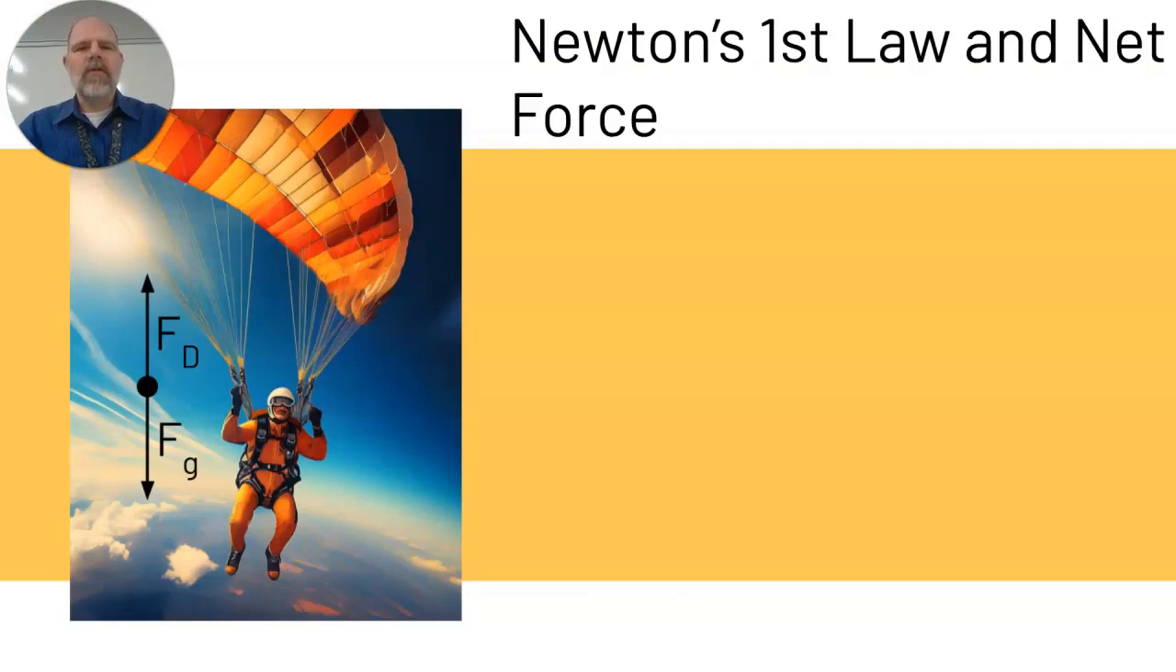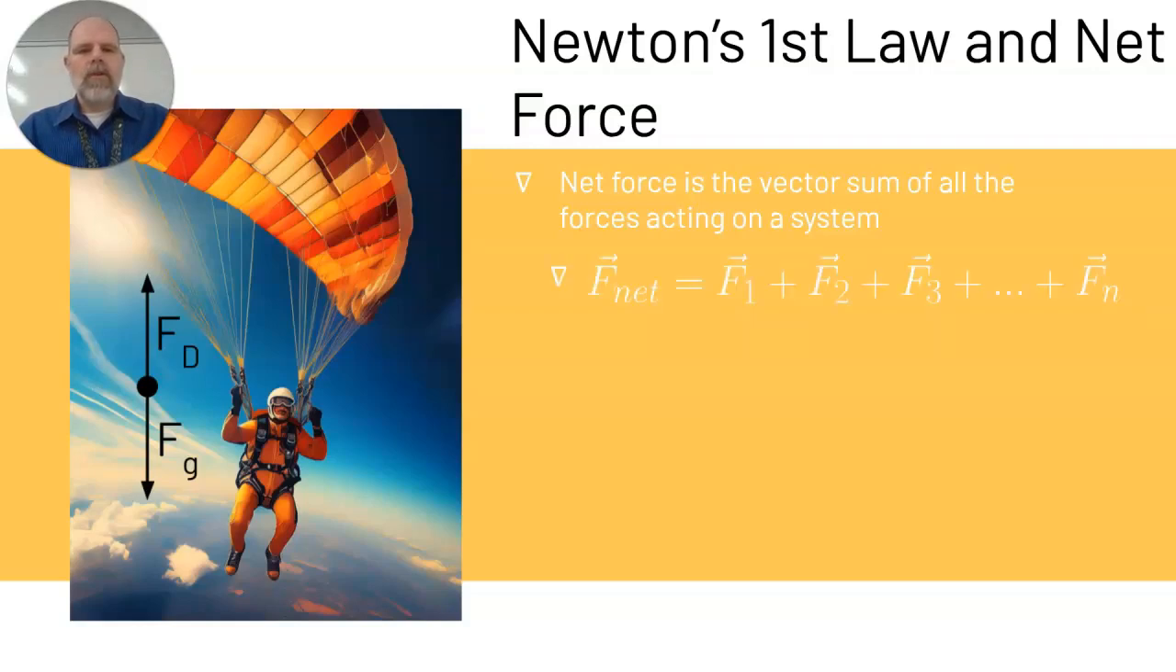Alright, so let's talk about Newton's first law and net force. You can see in the picture to the left, there is a skydiver coming down under his parachute, and there is a free body diagram with a balanced force. So we have the force of drag up and the force of gravity down. Net force is the vector sum of all the forces acting on a system. So we have F net equals force 1 plus force 2 plus force 3 all the way to plus force n.